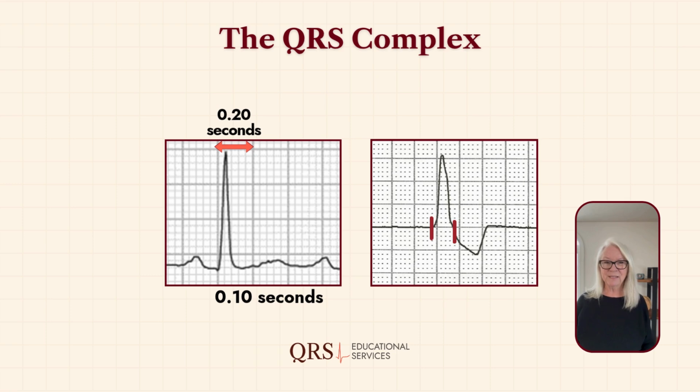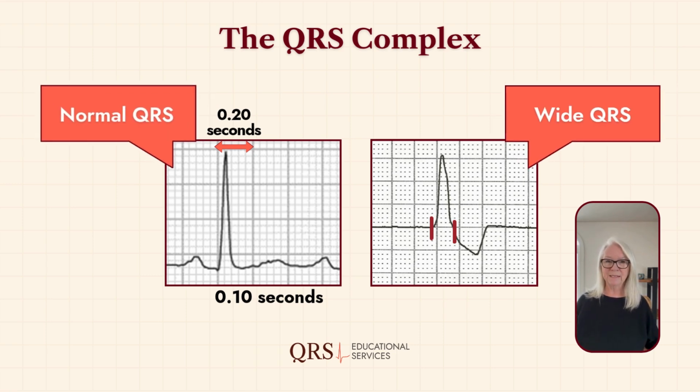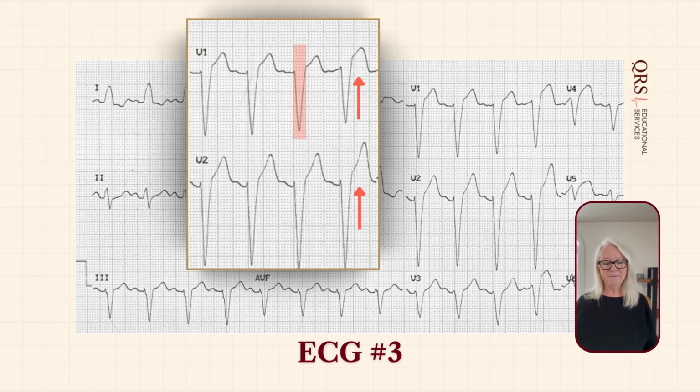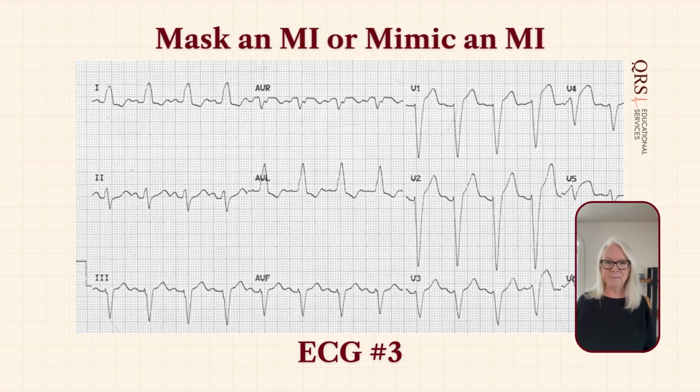Next interval is the QRS complex. Is it normal or is it wide? Quite often in the setting of an MI, a patient may develop a bundle branch block. And in that situation, the ECG may mask or mimic an MI. So that's something that's really important to determine at the beginning.